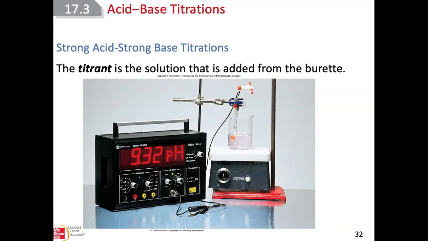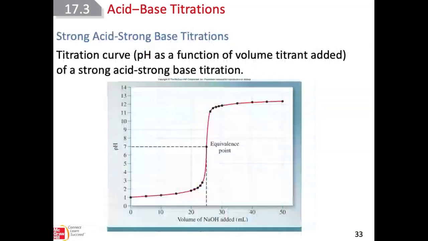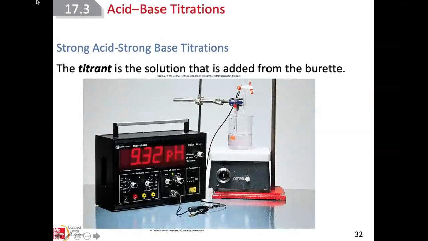In the titration, we have a titrant and we have an analyte. The titrant is a solution that is added from the burette. Normally the titrant will be the one for which we do not know the concentration. The analyte we put either in a beaker, like we have on the picture right here, or in an Erlenmeyer flask. We will add the analyte solution.